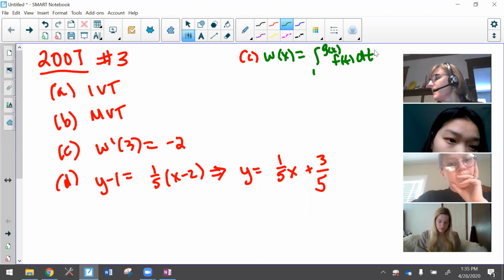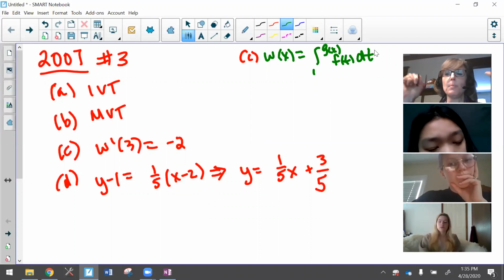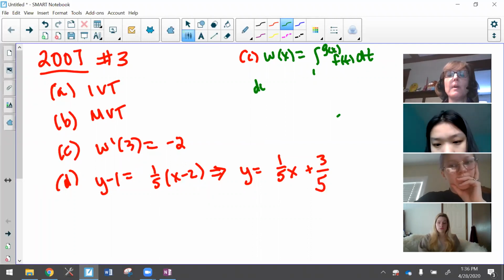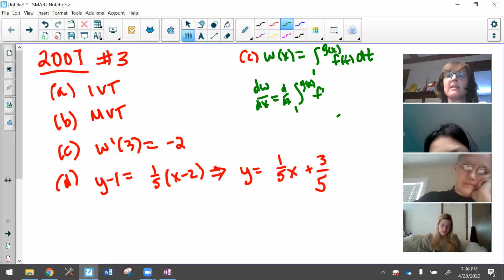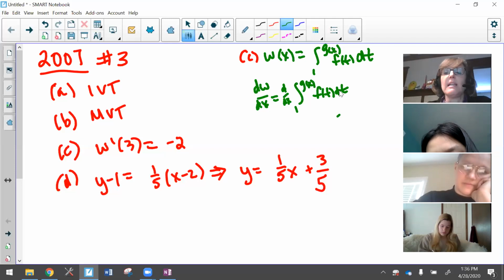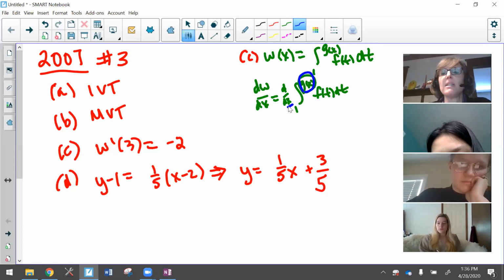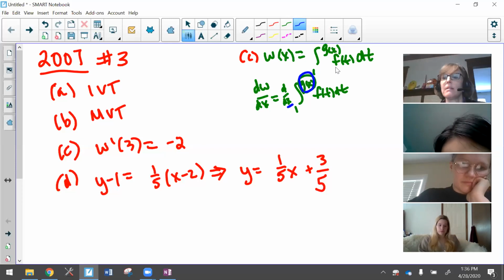Okay. And then you were supposed to find w prime of 3. So to do that, you really have to find w prime of x. So what you want to do is take d by dx of the integral from 1 to g of x of f of t dt. Now the fundamental theorem of calculus says that if this up here is equal to x, or whatever it is I'm taking my derivative with respect to, then this whole thing would just be f of x. But that's not what I have. I have g of x up there.